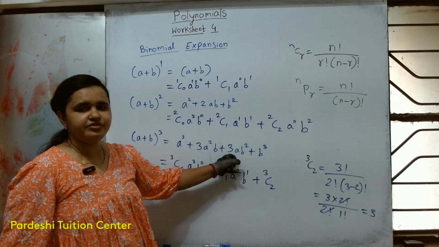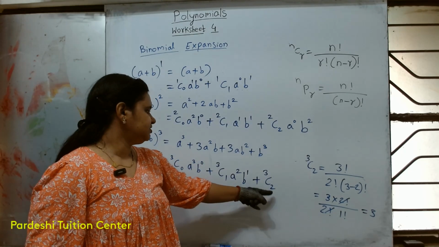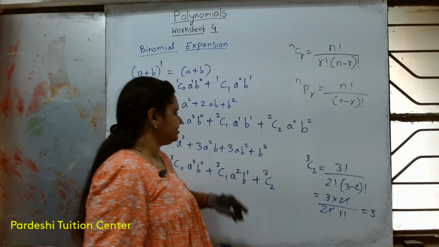Here also the coefficient is 3. So it is checked. Okay. 3C2 answer is coming as 3. So it is matched. Okay.